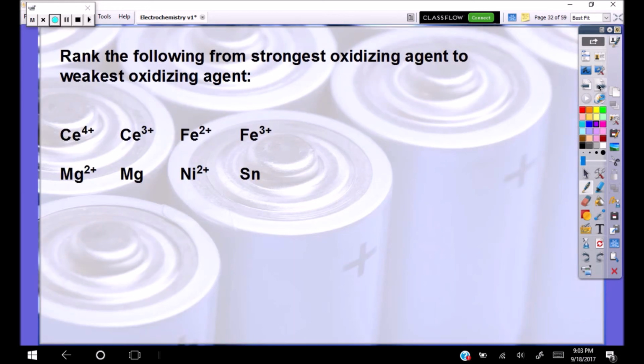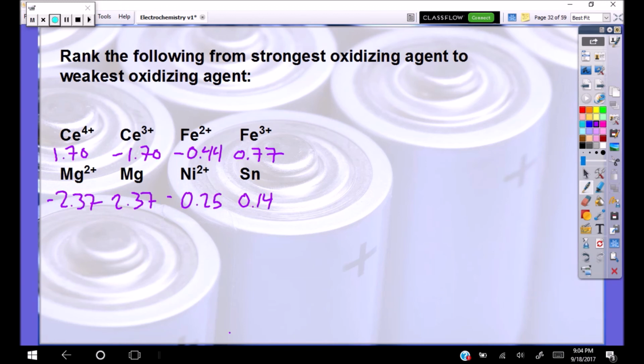And my last one, rank the following from strongest oxidizing agent to weakest oxidizing agent. Here, we just need to look up our potentials, and we need to rank them based on the sign and strength. Remember, the larger and more positive the value is, the stronger it will be as an oxidizing agent. The weaker it is, it will be a smaller and more negative number. Go ahead and try that out.